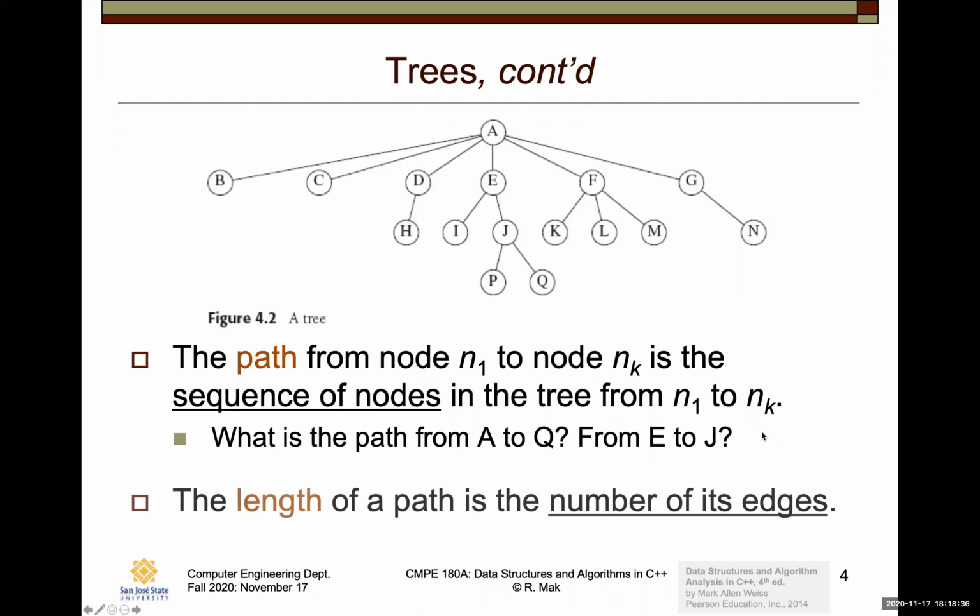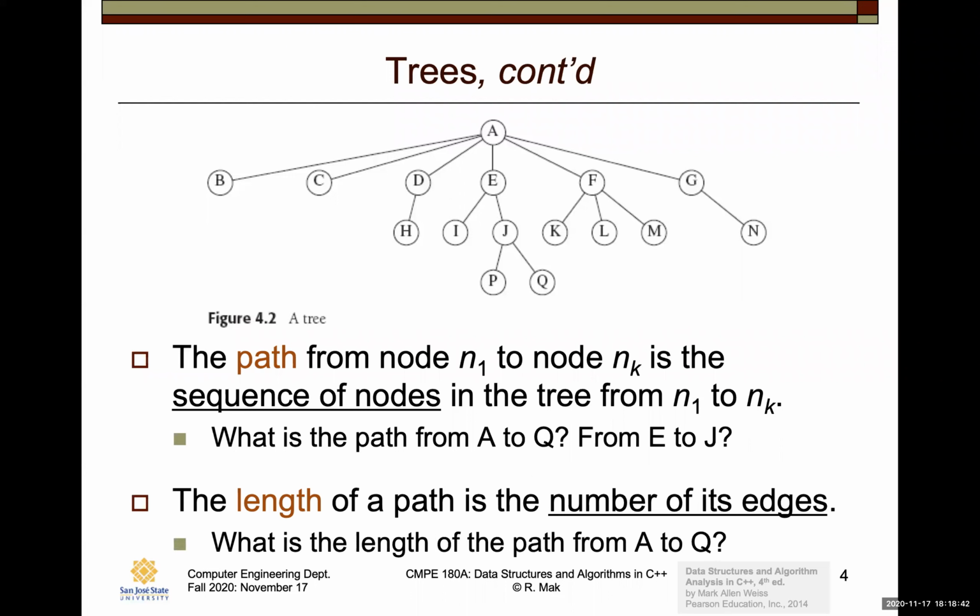Now the length of the path is the number of its edges. So what is the length of the path from A to Q? Well, here's the path, A, E, J, Q, and we count up the edges, and there are 3, so the length of that path is 3. It's the number of edges, not the number of nodes, so keep that in mind.